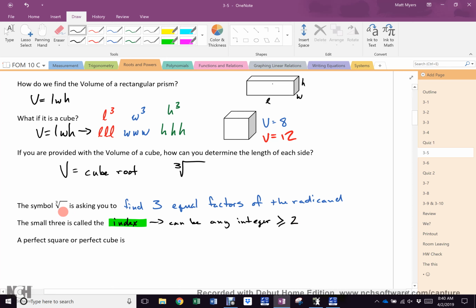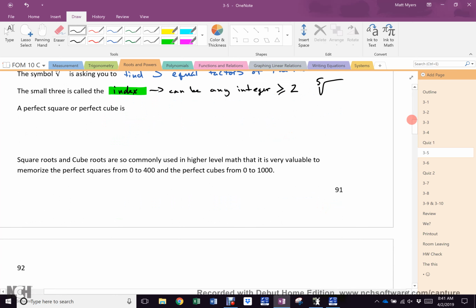So, it's anything bigger than 2. If it's not there, it's a 2. Otherwise, it's whatever it is. Now, what if it was a 5? How many factors do I need to find? 5. What if it was a 12? 12. Everybody understand? It's easy. If there's nothing there, it's 2. Everybody good? All right.